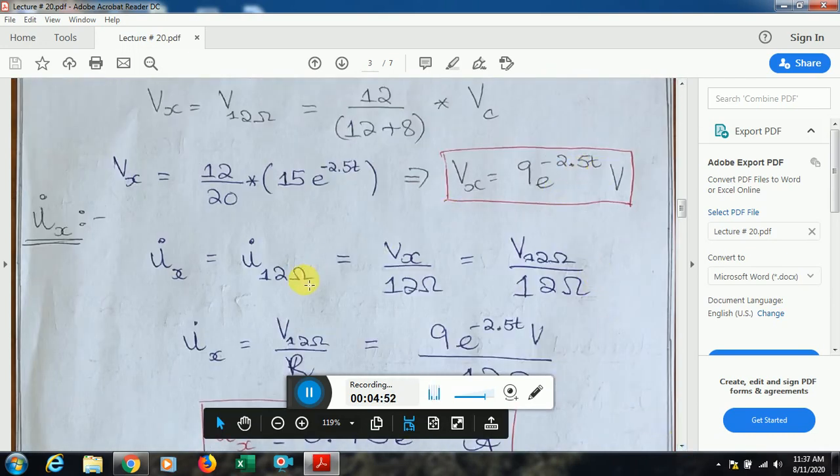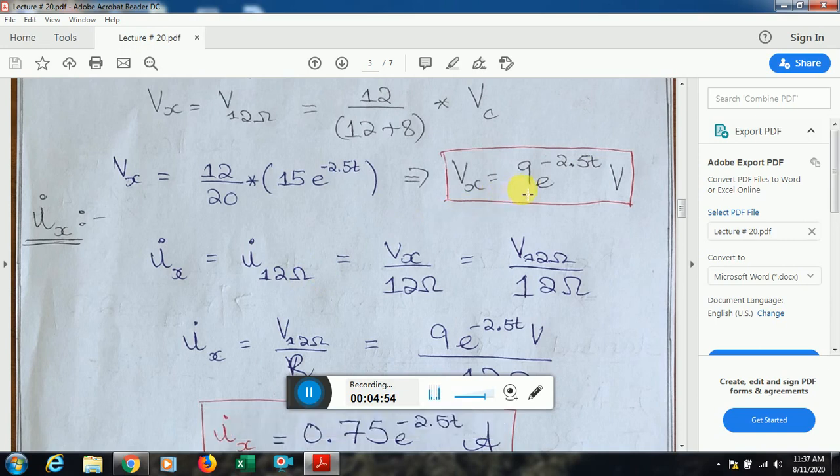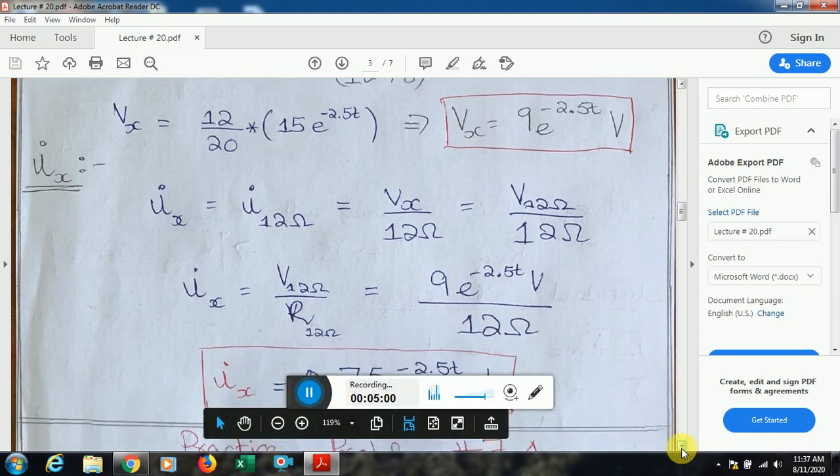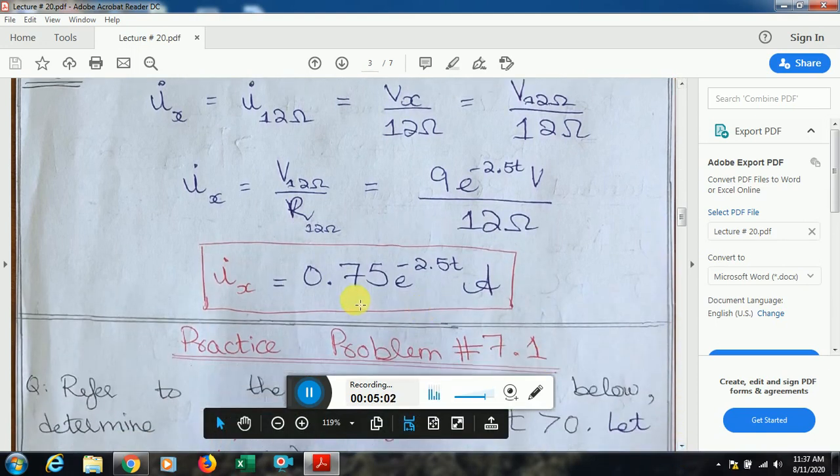Now Ix is the same current flowing through this resistor, so the voltage across this resistor divided by the resistance value using Ohm's law, we can find the value of current Ix, which is 0.75 into e raised to power minus 2.5t. Now moving on to practice problem, that is it with this example.